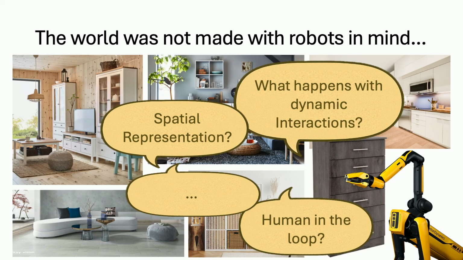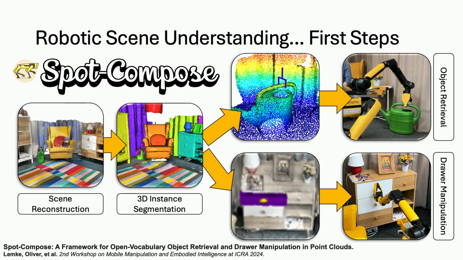Let's start with the first approach to robotic scene understanding, which is Spot Compose. Spot Compose was a very motivated master student who decided to try out pairing computer vision with robotics. At the beginning we have a scene reconstruction, with 3D instance segmentation on top, which you can see, and then we had two approaches. The first one is object retrieval, and the second one is drawer manipulation.